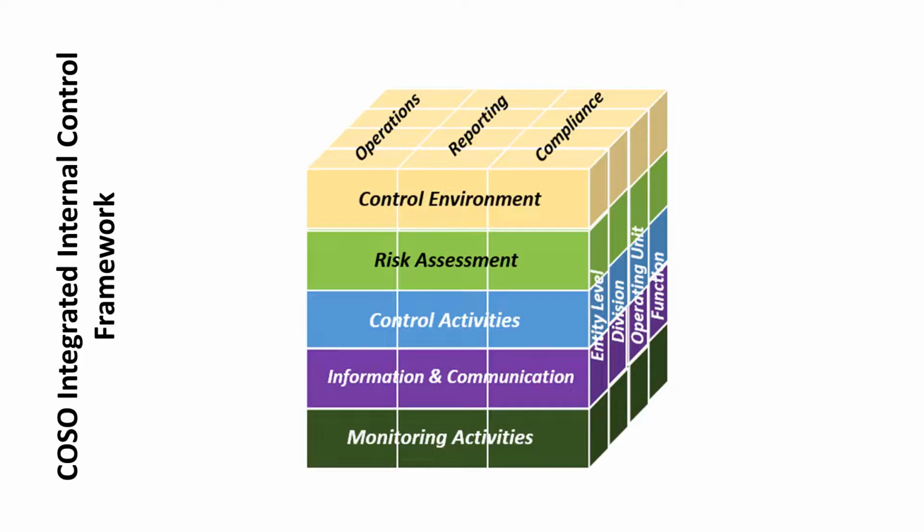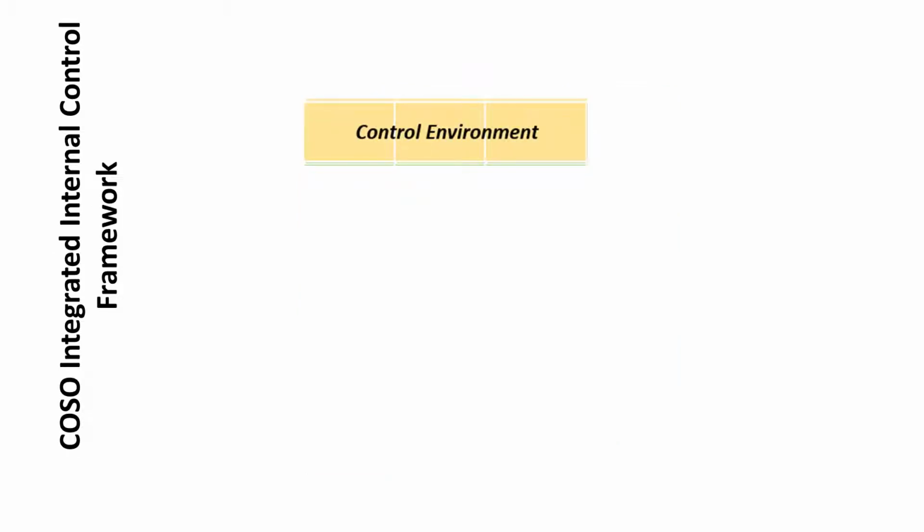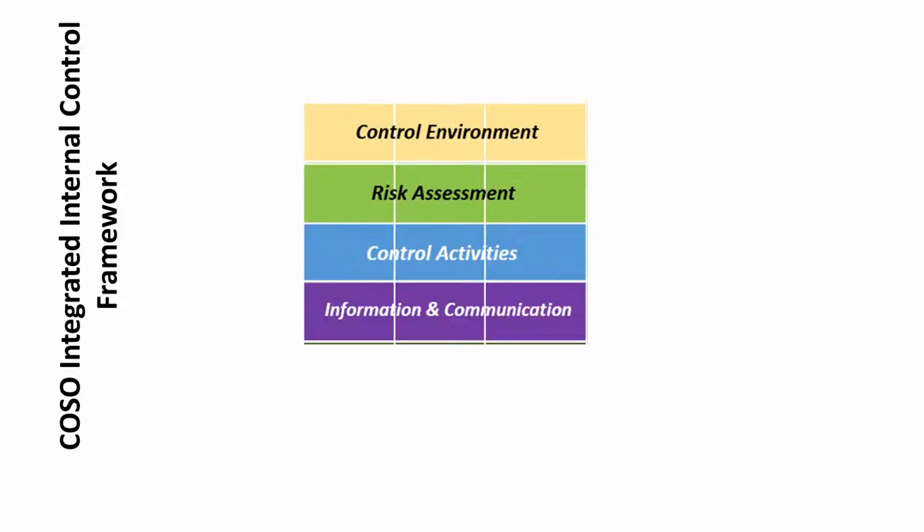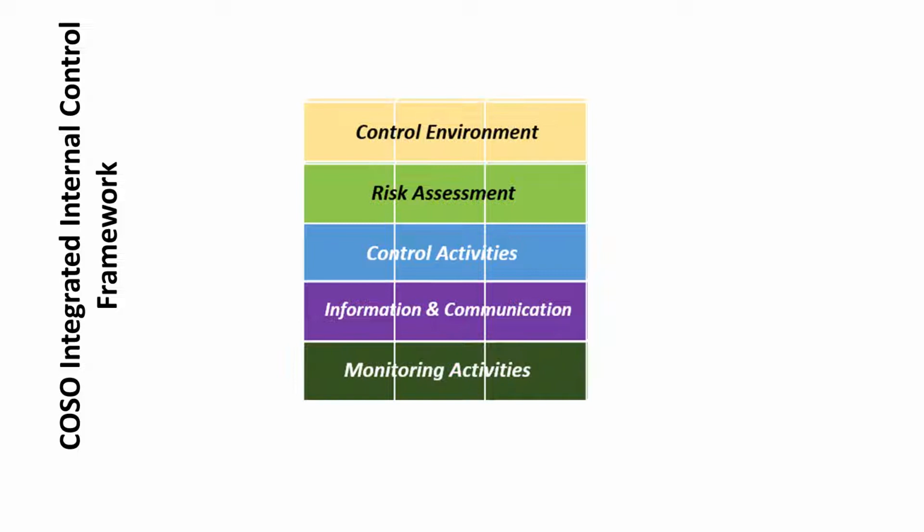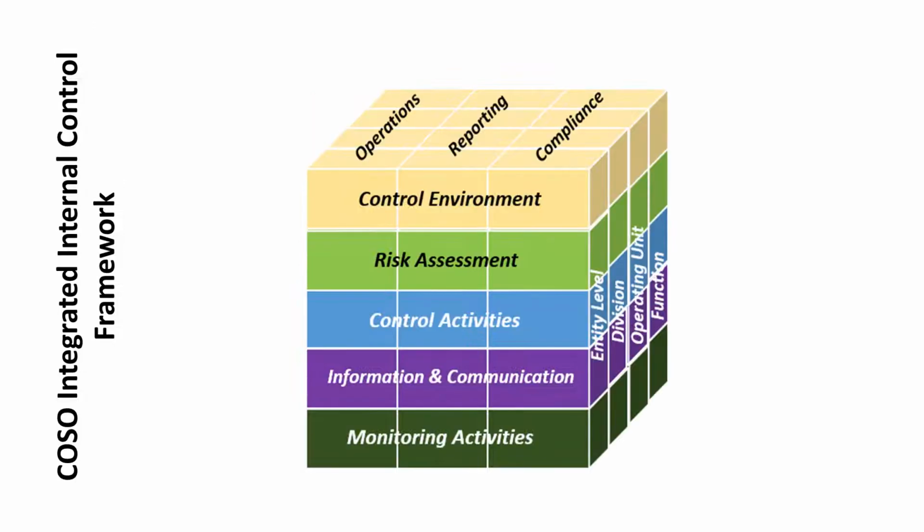This is the famous cube of the COSO internal control. It addresses three dimensions at the same time. First are the components of internal control, namely control environment, risk assessment, control activities, information and communication, and monitoring activities. These five components address three different types of objectives, as we discussed before: operational, reporting, and compliance objectives.